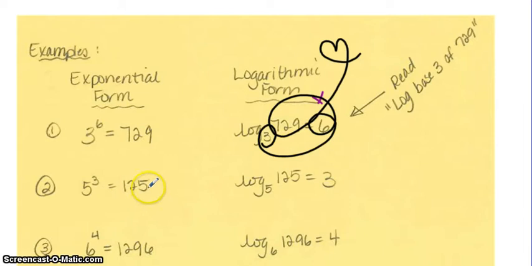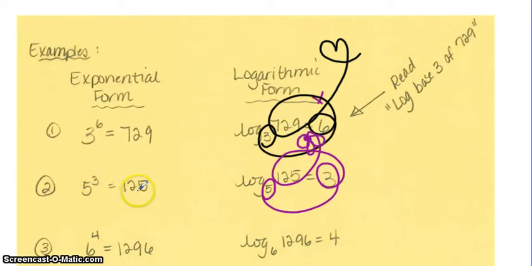5 to the third equals 125. Log base 5 of 125 is equal to 3. And I can do that curly Q thing again. 5 to the third is 125.